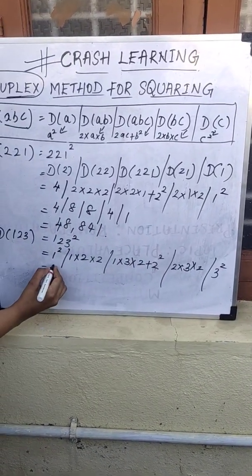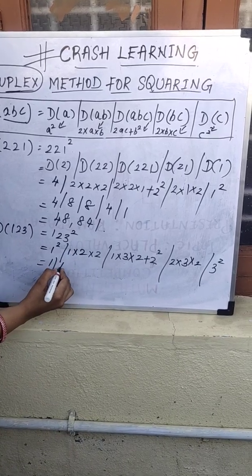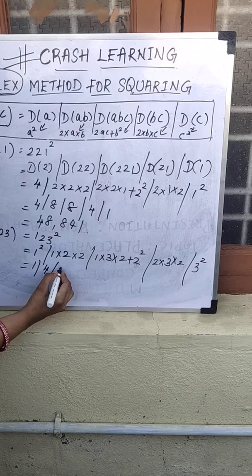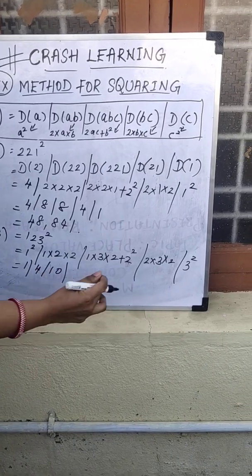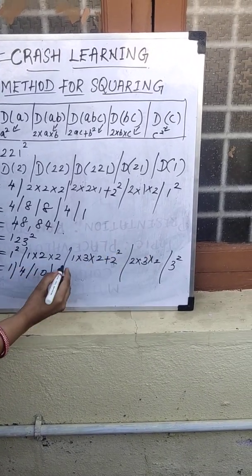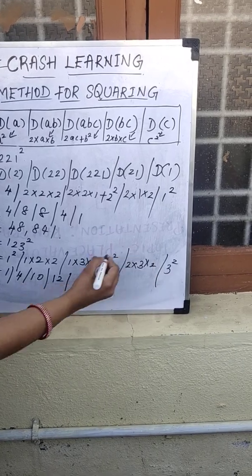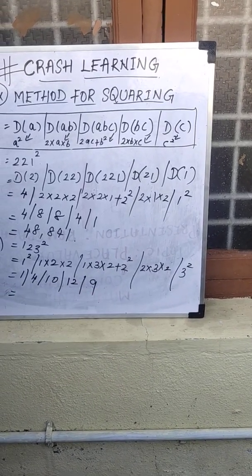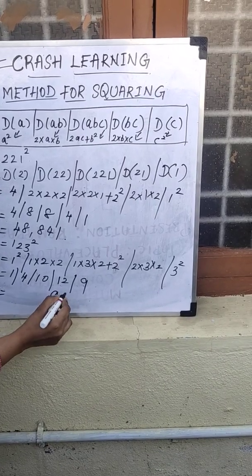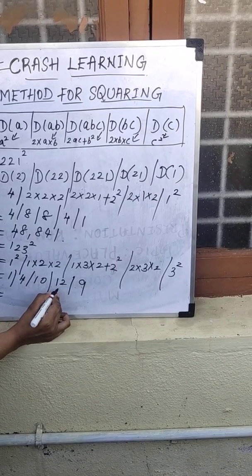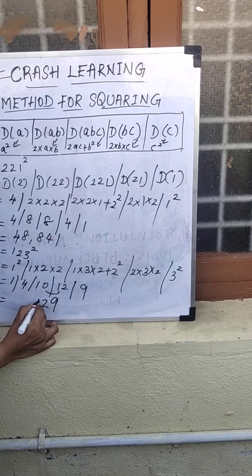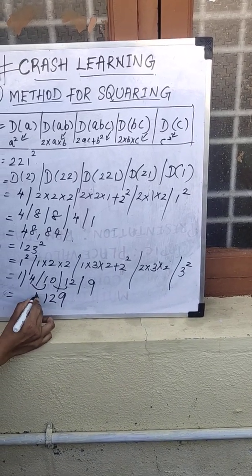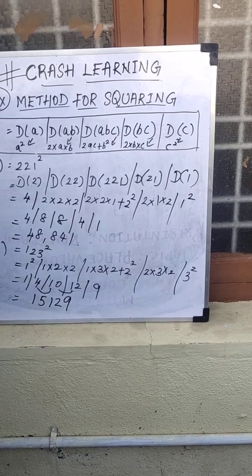Now let's write the answer. 1 square is 1; 2 twos are 4; 3 twos are 6, 6 plus 4 is 10; then 3 twos are 6, 6 twos are 12; and it is 9. Now write carefully from right to left. Start with 9 and write 2, and 1 should be added with 0, that is 1, and 1 should be added with 4, that is 5, and write 1 as it is.